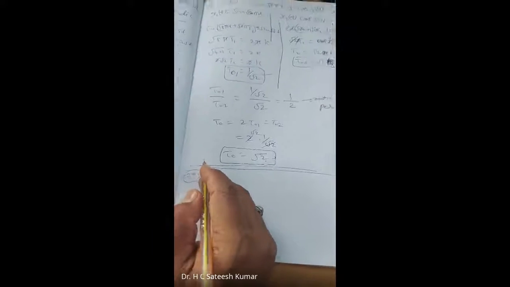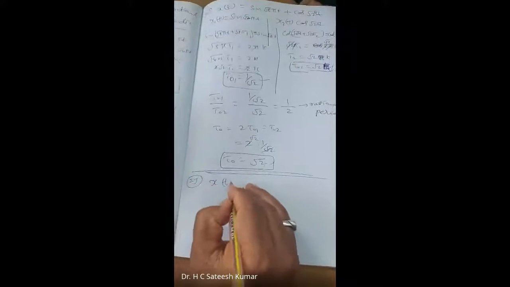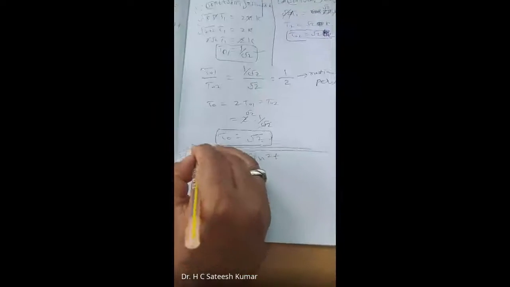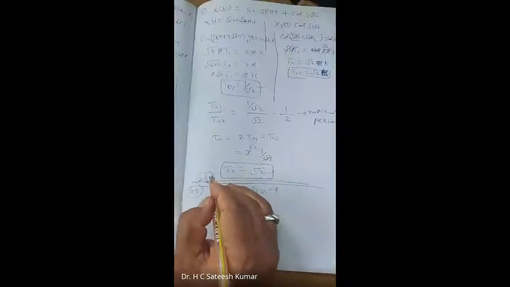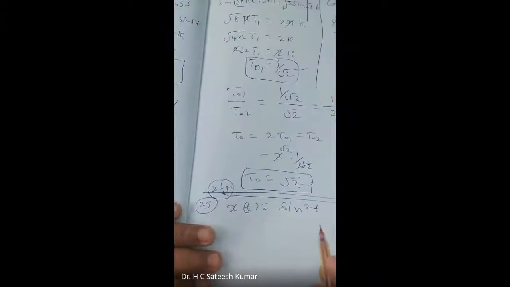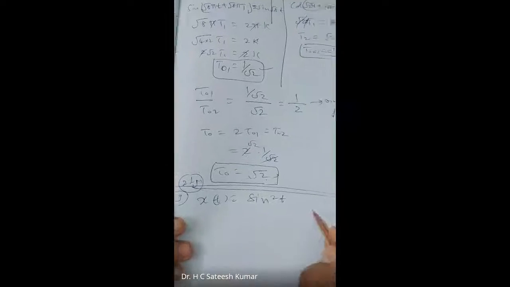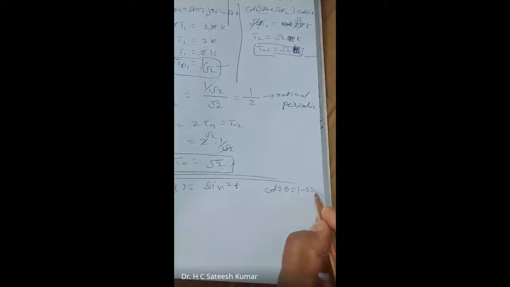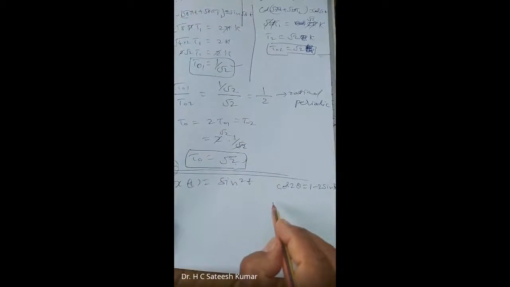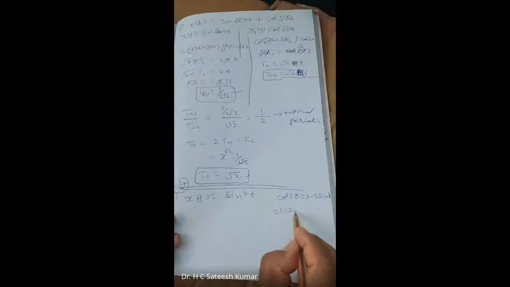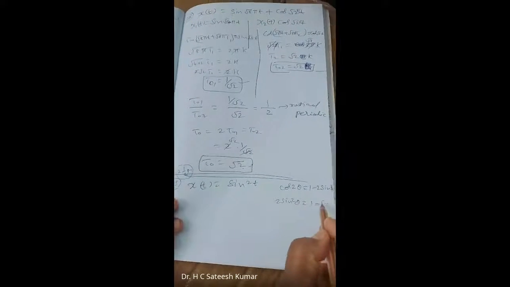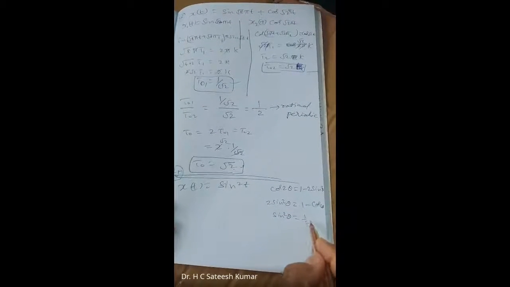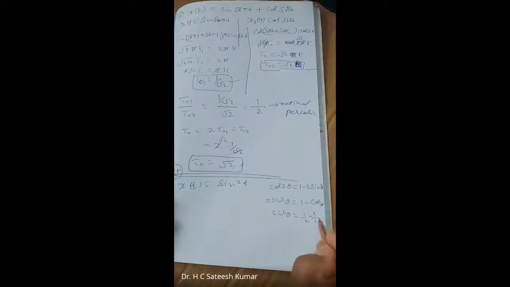So one of the examination problems is x of t is equal to sine square t. This was asked for 2.5 marks. So how to check the periodicity of this signal? Sine square theta is nothing but, we know the cos 2 theta formula: cos 2 theta is equal to 1 minus 2 sine square theta. Therefore, 2 sine square theta is equal to 1 minus cos 2 theta. Therefore, sine square theta is equal to 1 by 2 minus 1 by 2 cos 2 theta.